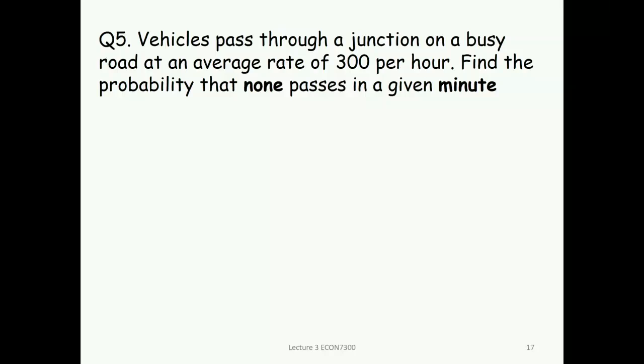Vehicles pass through a junction on a busy road at an average rate of 300 per hour. Find the probability that none passes in a given minute. What kind of equation is that? It is all about vehicles, things that you could count. And it is given 300 per hour.